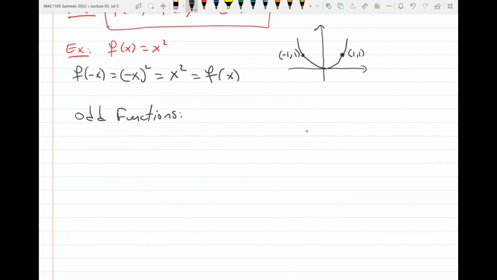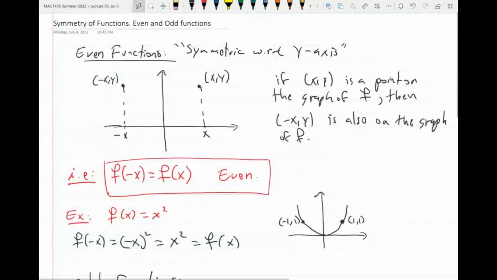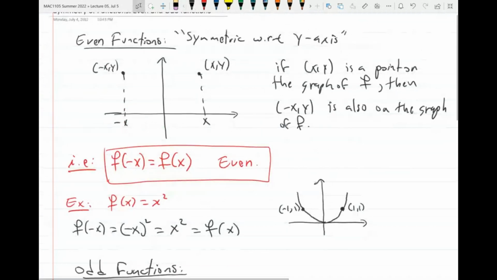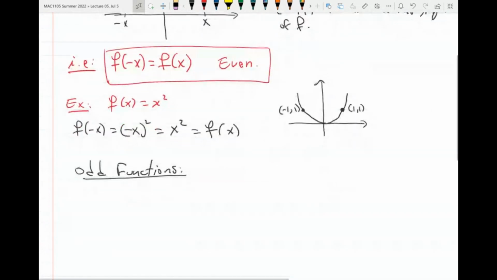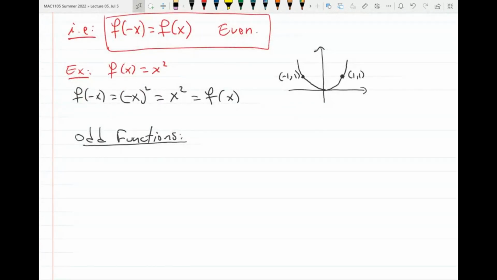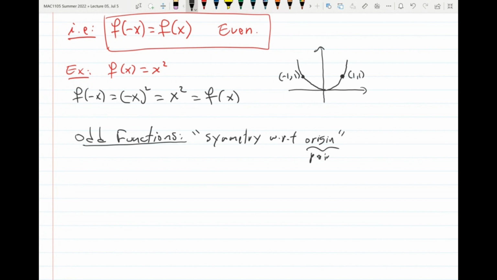Again, here we're only paying attention to two types of symmetries. The first one was symmetry with respect to the y-axis. That's the defining condition: x comma y is on the graph, and negative x comma y is on the graph. Now, an odd function is symmetry with respect to the origin. Remember, the origin is the point 0, 0.